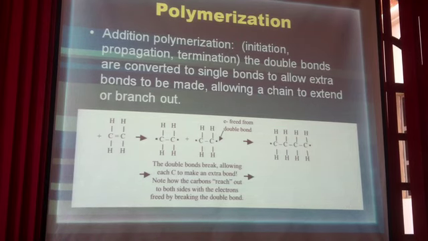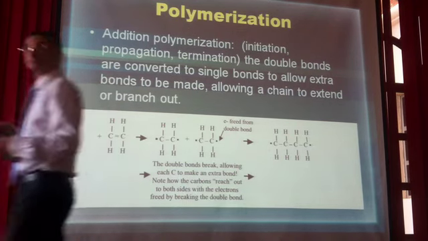If I have here a double bond, I will remove one. In additional polymerization, I can break this bond to open two other bonds, and I can put another carbon. This is the additional part. Clear enough?